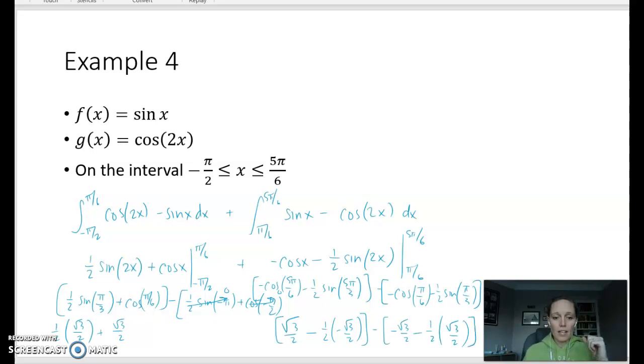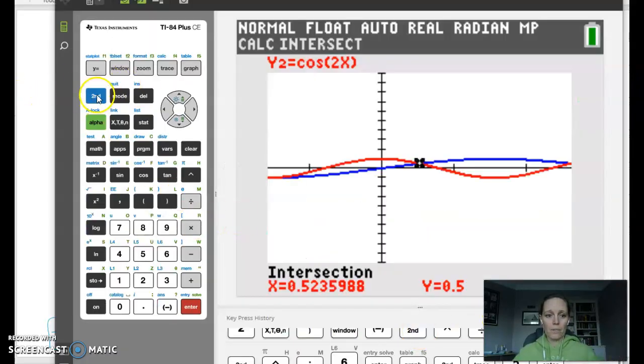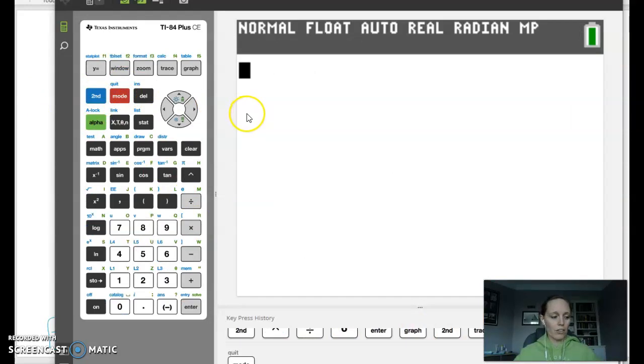From here, remember that we're combining all of this together. So this part right here plus all of this right here. When you add all of this together, you can pause if you'd like and take some time to do this on your own. But your final answer should be 9 square root of 3 over 4. I did double check this in a calculator, and I want to show you how I did that real quick so that we have a good understanding of those calculator functions.